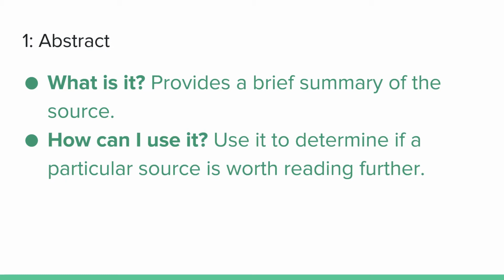You should be able to see the abstract when you're searching for the article, and it should also be the very first piece of information that you see on the article after you have all the basic author title stuff. And the purpose of the abstract is to provide a very brief summary of the source.